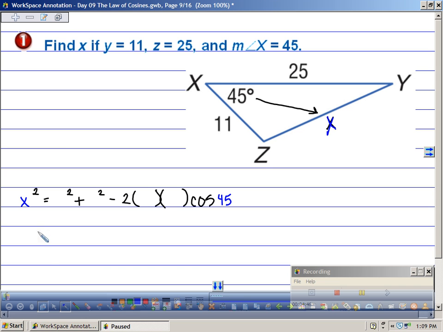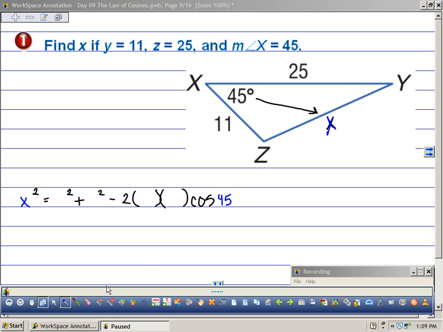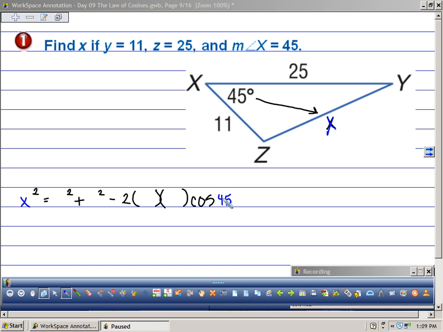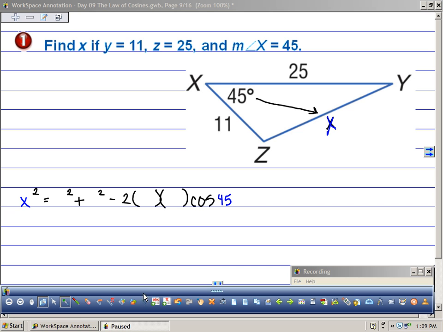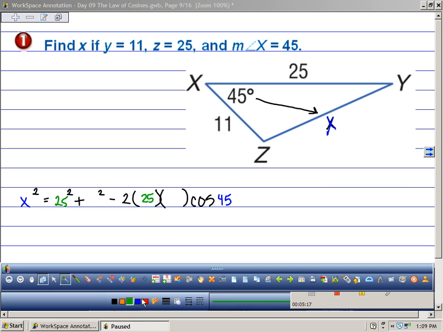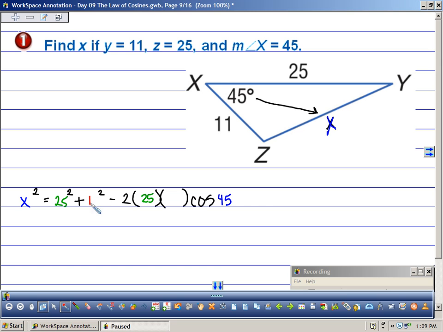You guys okay so far? Cosine of 45. That's the angle that we know. No questions until after the first example's done, because I think a lot of you are going to understand what we're doing as soon as we get going. If I'm talking about this side, I also know this side, right? So I would put the 25 here and a 25 here. Then I'm going to put an 11 here and 11 here, because those are the other sides.